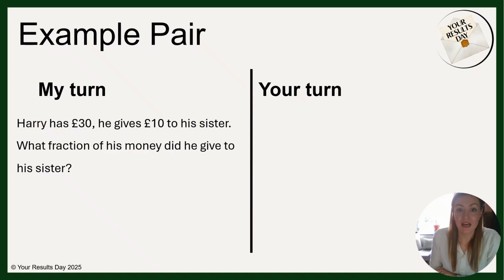We'll sometimes have questions like this hidden in really wordy problems, and they might have a bit of context. In this case, we're talking about money given between a brother and a sister. Harry has £30. He gives £10 to his sister. What fraction of his money did he give to his sister? Well, he gave her £10 out of his total of 30, which if we simplify, we can divide them both by 10. He gave 1/3 of his money to his sister.